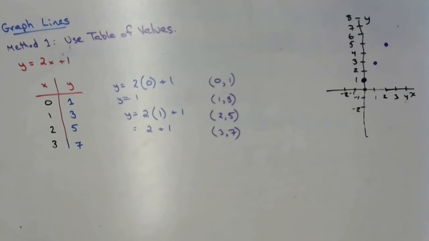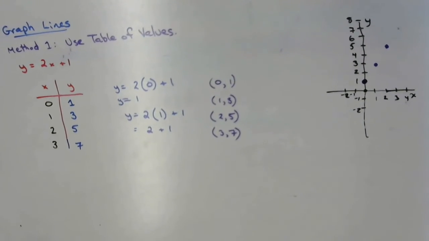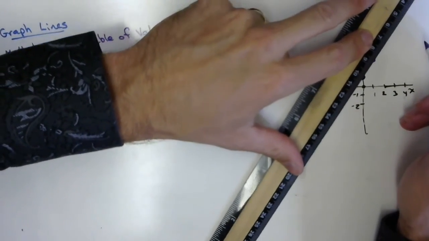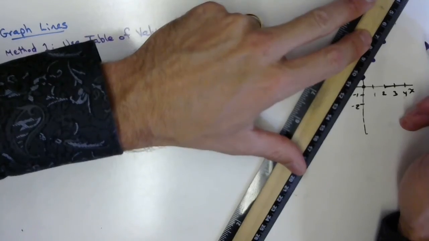And now what I'm going to do is take a lovely straight edge. In my case, a ruler. There it is. And I'm going to draw a line. Make sure I go through all my points.